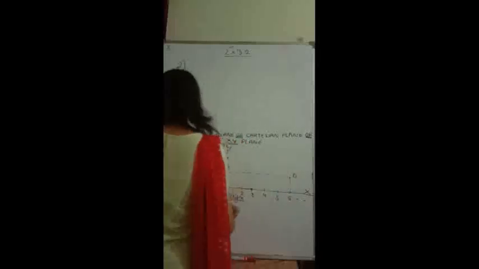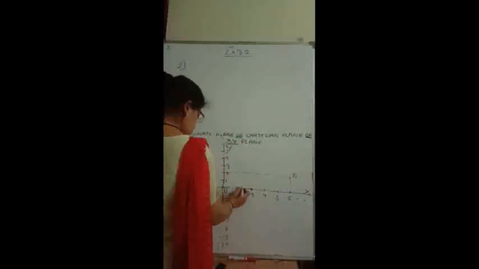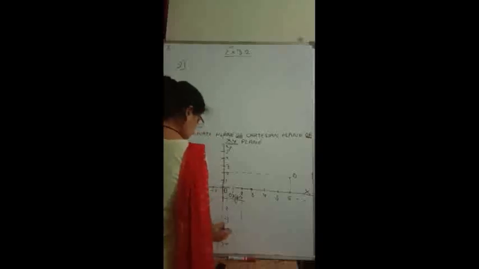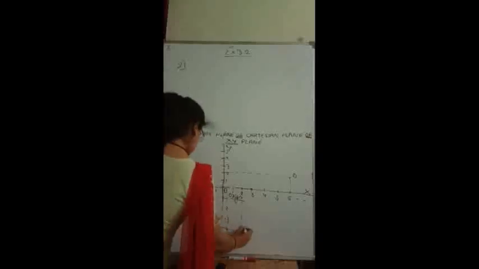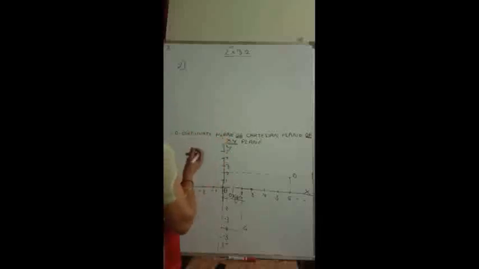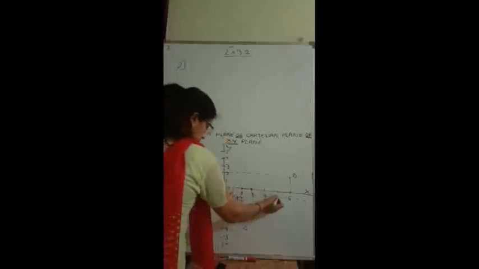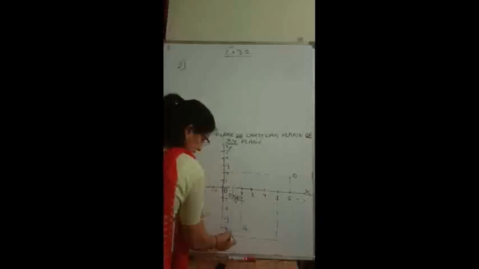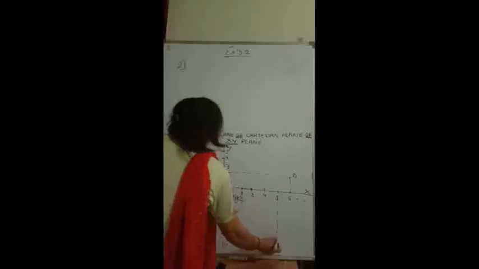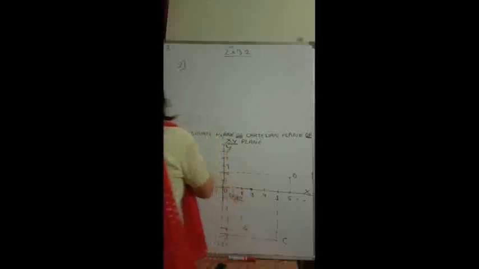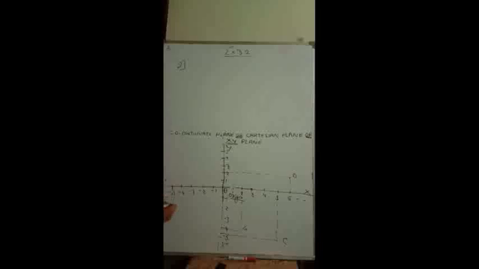This is the D point, 2, -4. This point is your G point, and 4.5 and 5 are found from here. This is 4.5. This is your C point. This is -5, -3. This point is your H point, -3, 4.5.